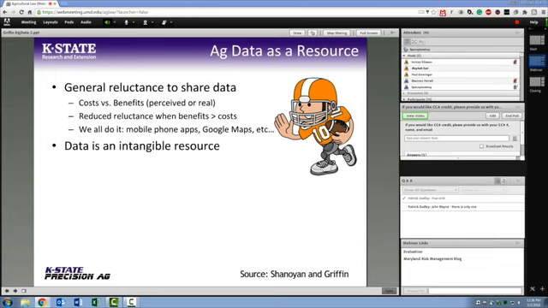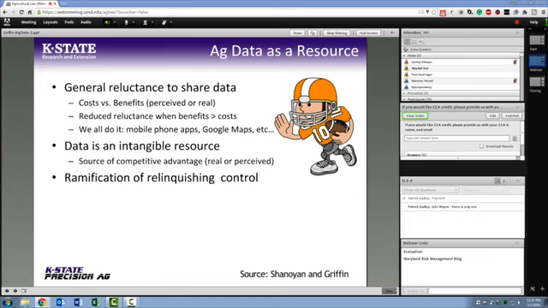Well, in agriculture, let's think of data as being a resource. It's an intangible resource, and some of the benefits and costs associated with it could be real, they may be perceived, but regardless, data is a source of competitive advantage. And we've all interacted with farmers who are reluctant to tell a group of people how many acres they control. And okay, that's personal information, but what do they lose by accurately reporting that? Well, it got me thinking about that.